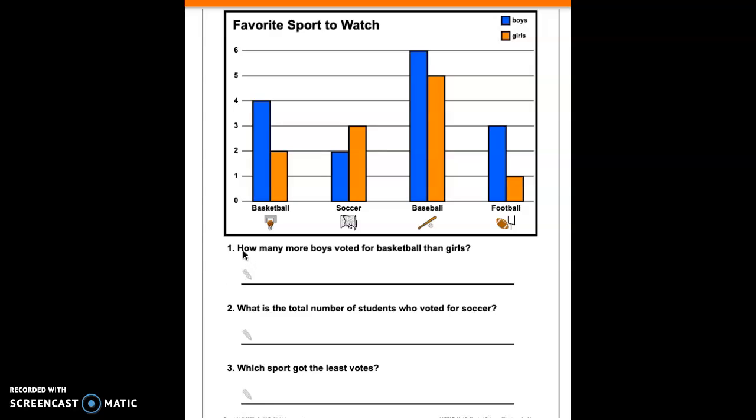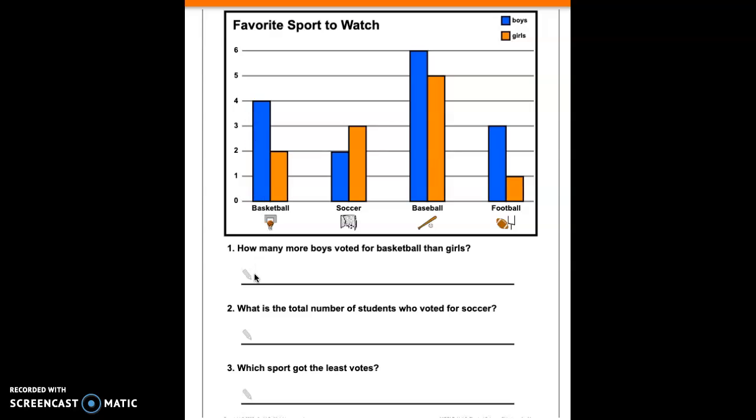On this first one, it asks how many more boys voted for basketball than girls. So we're only looking at basketball, right? We have 4 boys and 2 girls. We're figuring out how many more boys voted. The girls end right here, at 2. So if you're comparing them, you can pretend this line goes all the way over here, and then they would both have 2, but the boys have more. So then we figure out how many more. Here's 1 more, and here's 2. So I counted where these lines are, 1 more and 2 more.